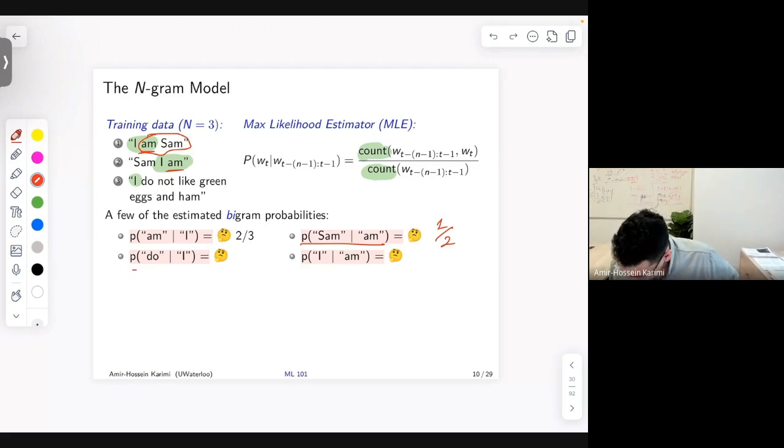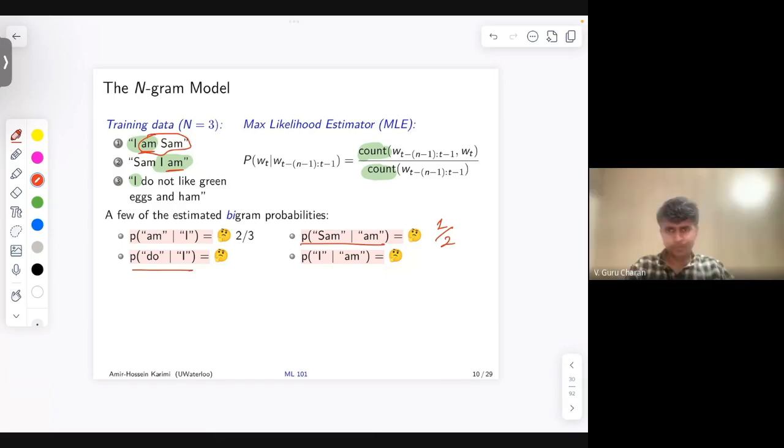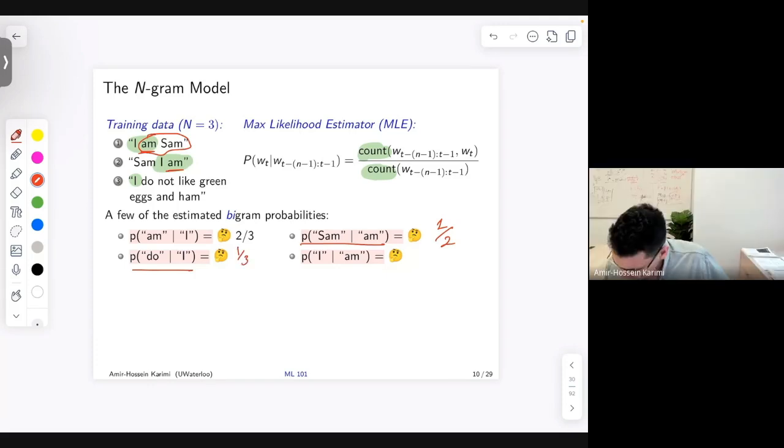What about the probability of "do" preceded by "I"? One by three. And I want to draw your attention to the fact that "I" is occurring 3 times. And now the sum of 2 over 3 and 1 over 3 is 1, right? We said that the denominator is going to make it so that these sum up to valid probabilities. And what about the last one, "I" preceded by "am"? Zero, right? We just don't have that within this.